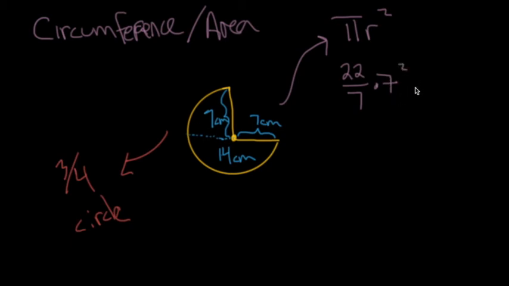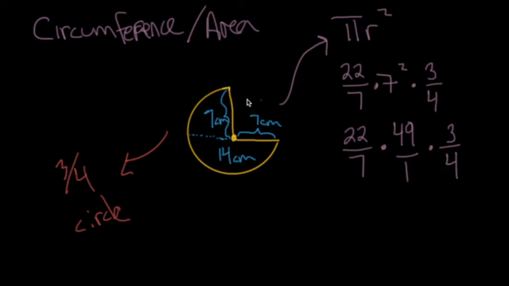And I need to take 3/4 of it. So I'm going to times it by another 3/4, like that. This is basically what is happening. So let's just go and summarize this. This is 22/7 times r squared. So what's 7 times 7? That's 49. And then I'm taking 3/4 of it. Remember, multiplying means of. So it's 3/4 because I need to go and get rid of this other quarter.